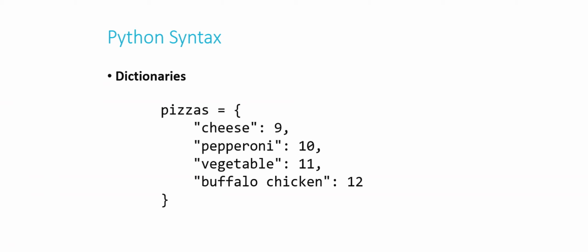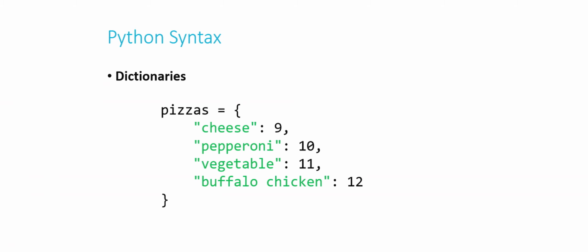So again, familiarize yourself with the different types of brackets we're using. So remember, in lists, we have square brackets to indicate the beginning and end of a list. In tuples, we use parentheses to indicate the beginning and end of a tuple. In dictionaries, we use curly braces to indicate the beginning and end of a dictionary. Inside of this pizzas dictionary, I have 4 key value pairs. I associate the key cheese with the value 9. I associate the key pepperoni with the value 10, and so on. Now, how might we want to work with this?